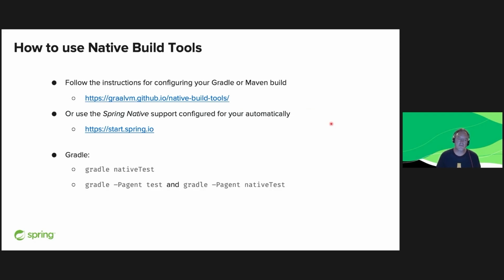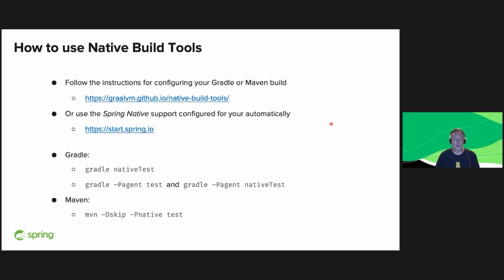Now, once you've done that, in Gradle, you can execute gradle nativeTest for the standard approach. And if you need the agent, you would want to run gradle -Pagent test to run the tests once with the agent turned on, the GraalVM agent, so that it can track what kind of reflection it needs and stuff like that and generate the configuration for you. And then you would want to run gradle -Pagent nativeTest to tell the native test plugin to use the output from the agent when it's building your native image for the tests.